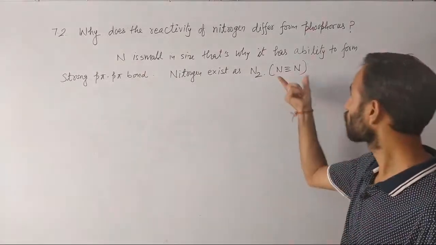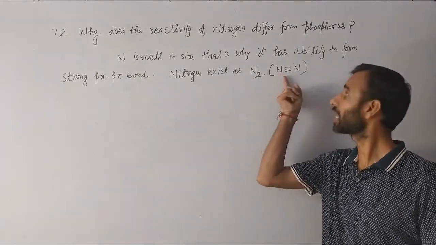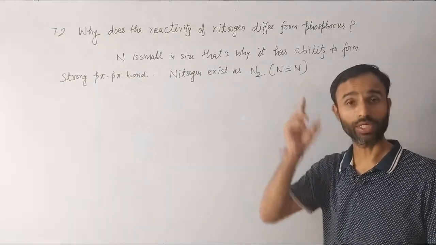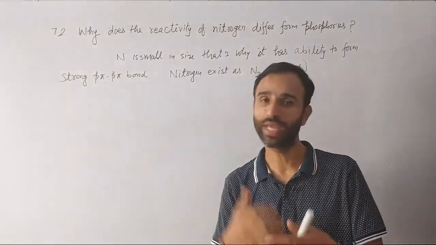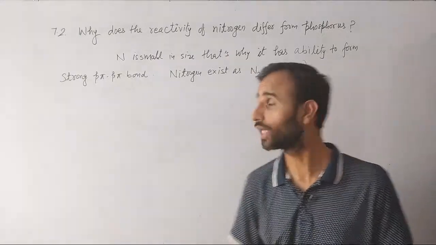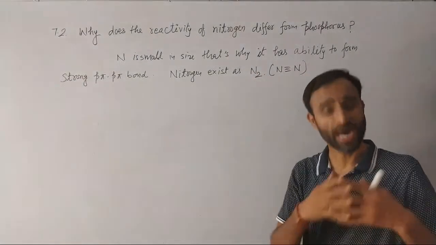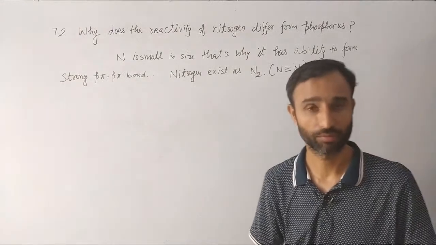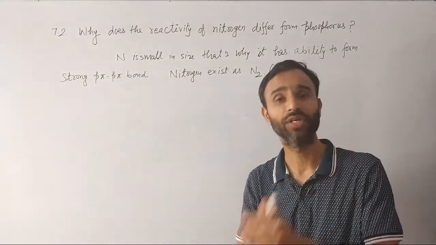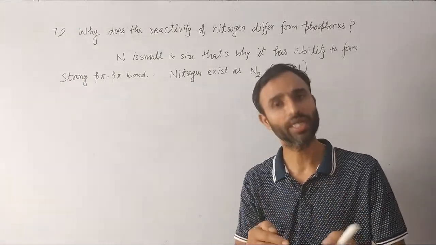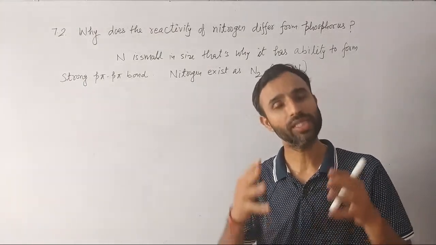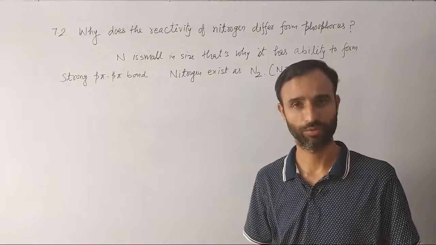So due to the strong bond between nitrogen and nitrogen, due to the triple bond, a huge amount of energy is required to break this bond, and that's why it is almost unreactive at room temperature. It means that energy cannot be met at room temperature. So nitrogen is inert at room temperature and it is less reactive.